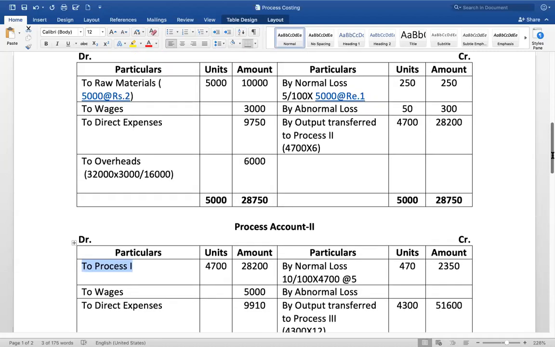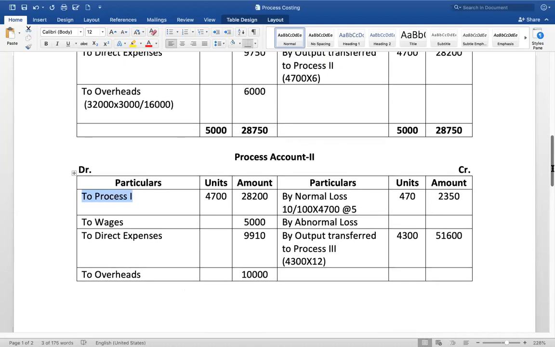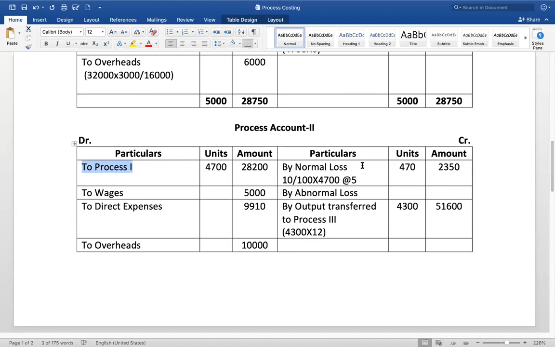Then normal loss. What's the normal loss in process 2? Process 2 normal loss is 10%, right? Look at this. Process 2 normal loss is 10%. I told you how to calculate this. 10% on the input. The output of process 1 becomes the input for process 2. The input for process 2 is 4,700. So what is that amount? Okay, 4,700 into 10%, 470.